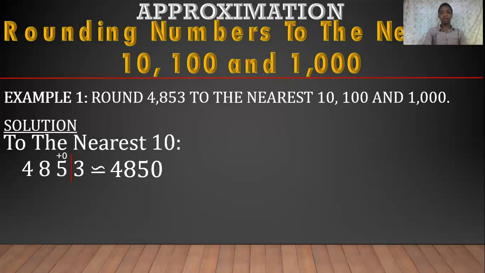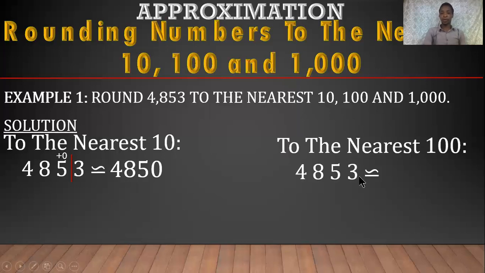Now to the nearest 100. Again, I'll check my place value. 3 my units, 5 my tens, 8 my hundreds. So I'll draw my line to the right of it. Once I draw my line, I check the number immediately after the line. Please don't go to 3, check the number immediately after the line, which is 5. Will I round up or down? Definitely I'll round up because it's 5 or more. So I'll be adding 1 to 8, which gives me 9. Then the other numbers after the line change to 0, so I'll have 2 zeros in this case. My answer will be 4,900. It's quite simple.